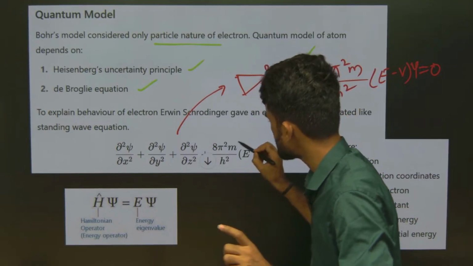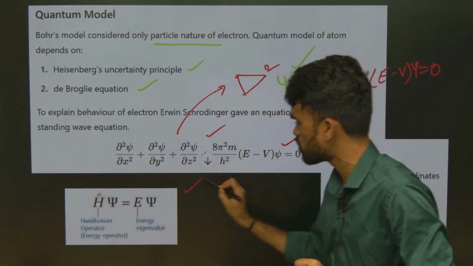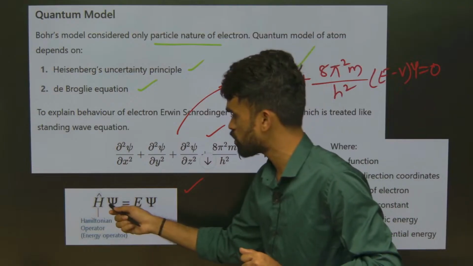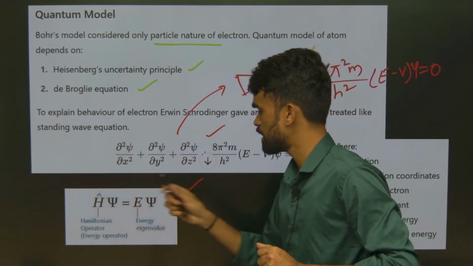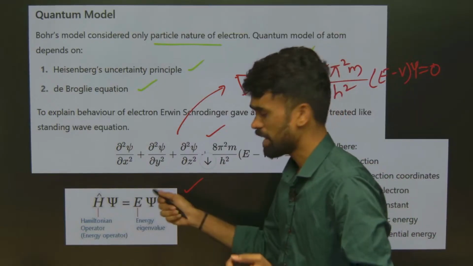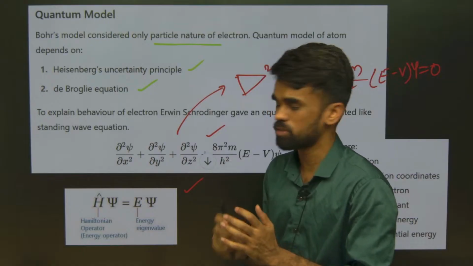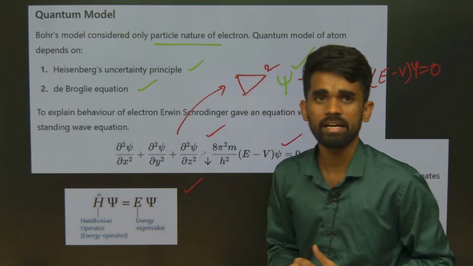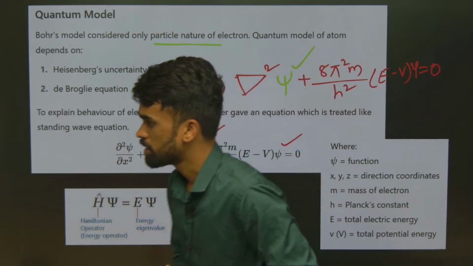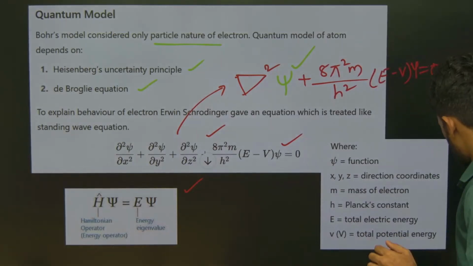Now this is the expanded equation, and we have one more reduced equation like this: Hamiltonian operator H psi equals E psi. Here E is called what? Energy, or in other terms, the eigenvalue. This is the standard representation of an eigen equation. So E is called energy in this case. Let us move forward.